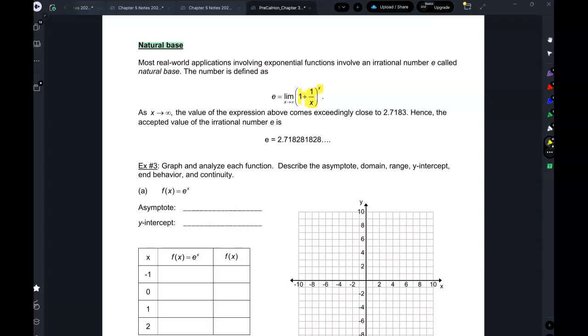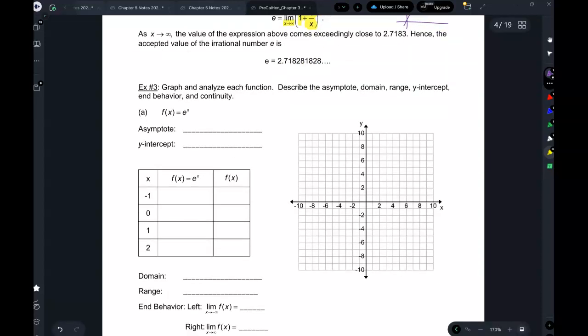Often we have to look at what happens to the limit as x approaches infinity of that. When you graph 1 plus 1 over x to the x, the graph looks like this, and then it levels off. At infinity, guess what value it levels off at? 2.71828, blah, blah, blah. That has become known as e. So that's where it comes from.